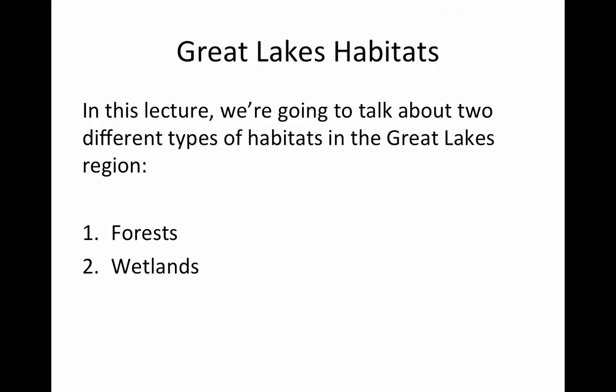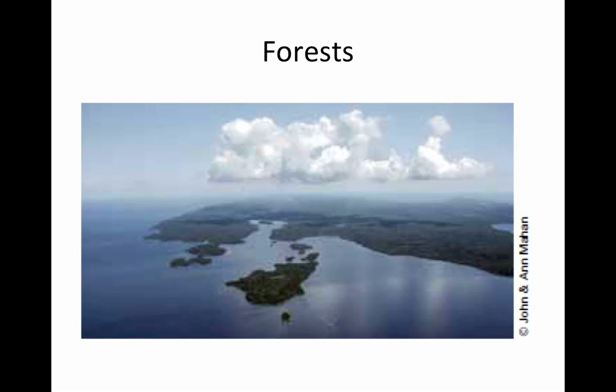In this lecture, we're going to talk about two different types of habitats in the Great Lakes region: forests and wetlands. Here, you can see a picture of the forests near the Great Lakes. Forests are home to a variety of different plants and animals. They also provide a lot of important resources for people. One thing they provide is wood for constructing homes and buildings, or for burning in your fireplace when it's cold in the winter. Trees in the forest provide oxygen, helping to keep the air clean.